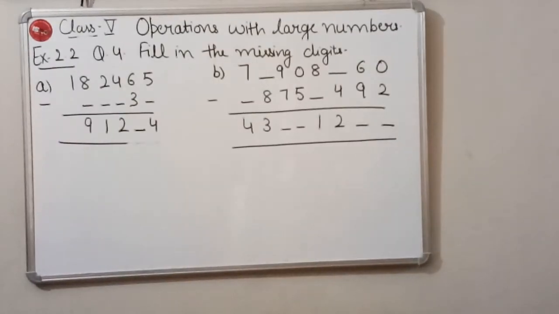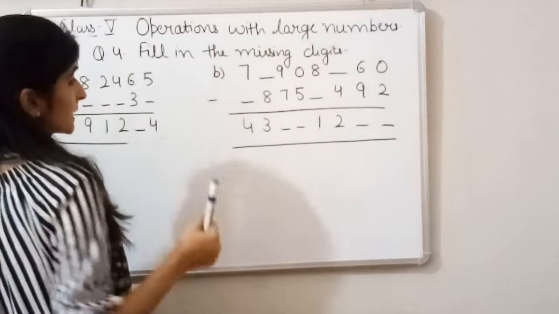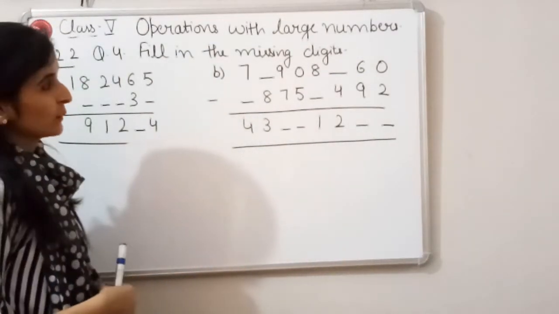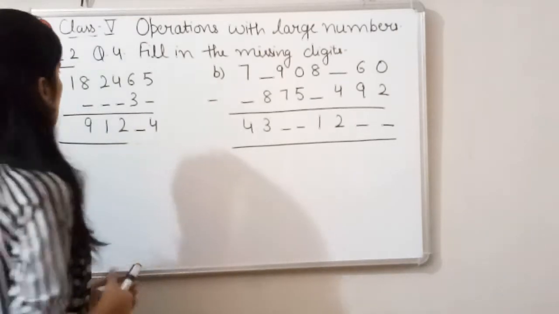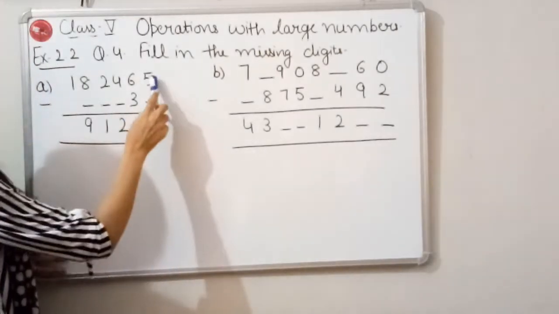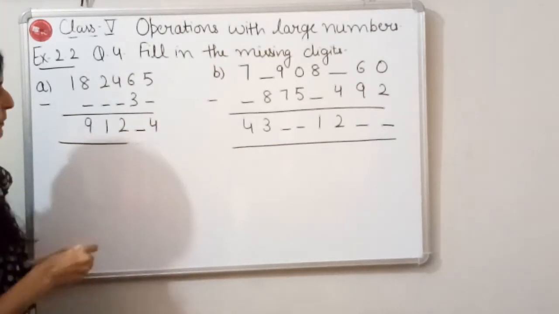Our next question is question number 4. Fill in the missing digits. Children, we have done this kind of question in addition part also. Now we have to do it for subtraction. A part is we have to find the missing numbers here.